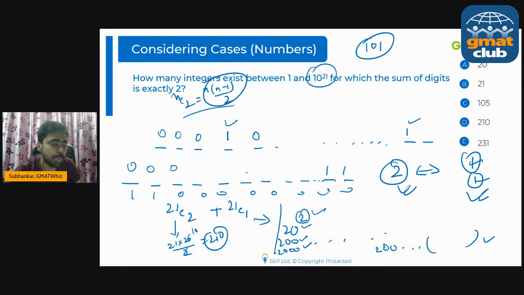So 210 numbers will have two 1s, and 21 numbers will be there where the digit is a 2, like 2, 20, 200, 2000, and so on. Okay, so if I add them, I'll get to this.